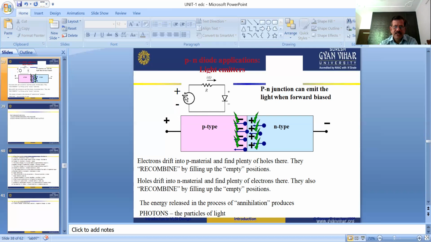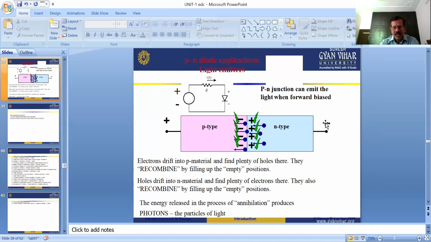Here we see in this circuit diagram the forward biasing condition for the PN junction, because the positive terminal of the diode is connected to the positive terminal of the battery, and the negative terminal of the diode is connected to the negative terminal of the battery. This is the forward biasing condition for the PN junction.